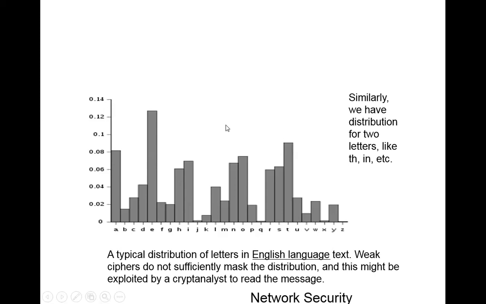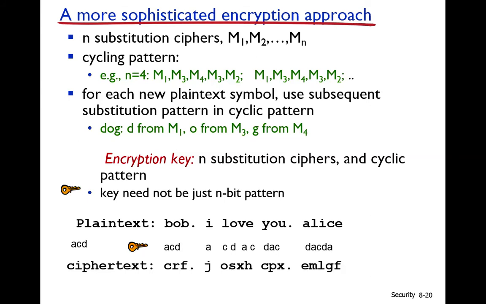To avoid this problem, there is another technique, which is called the polyalphabetic substitution technique, and it basically avoids this problem. How is it avoided? For example, we have a key ACD, and this is the plain text, "Bob, I love you." This is called the substitution pattern, or cycle.